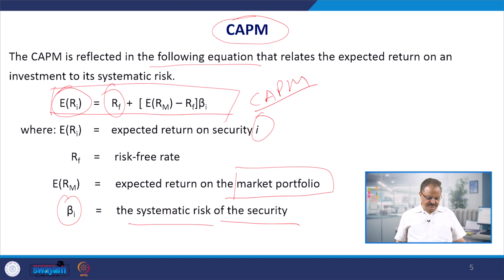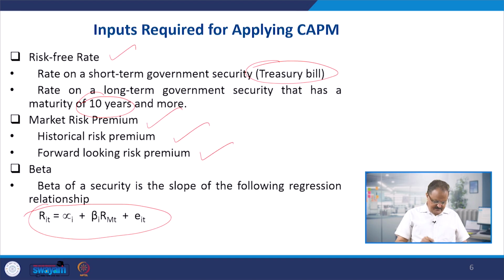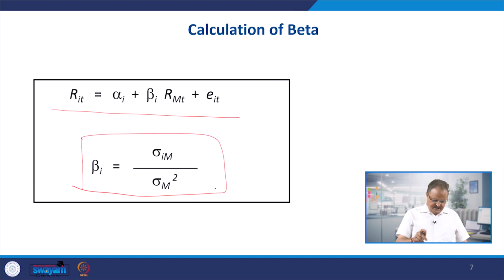And the risk-free rate of return is again the same thing. For calculating beta, you can use this particular equation, and if you convert it, it simply says that beta is the covariance of the return on the individual security and the market return, divided by the variance of the market return. That will give you the beta value.